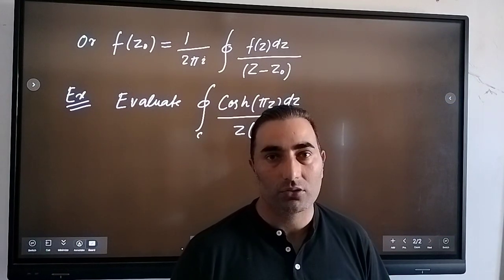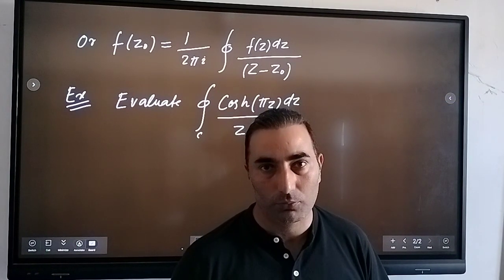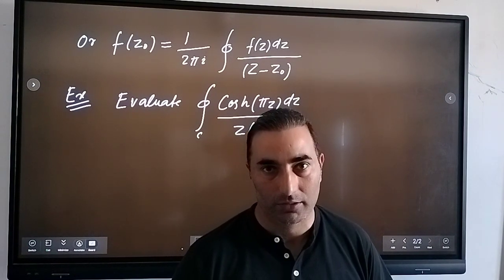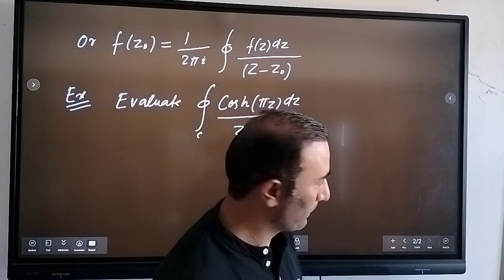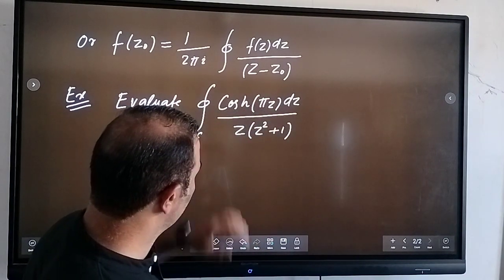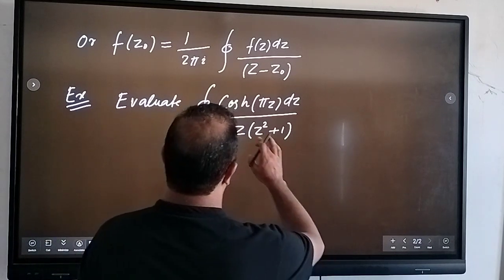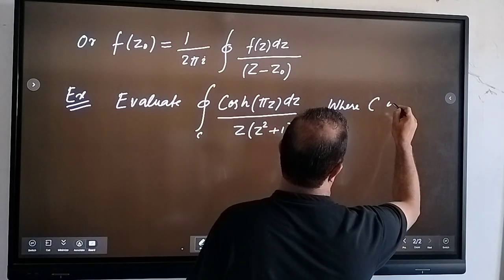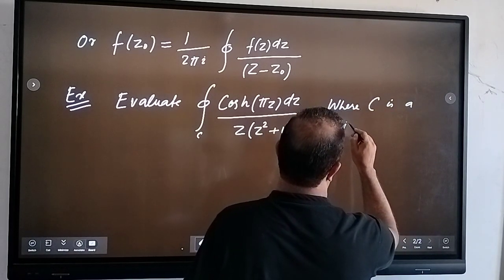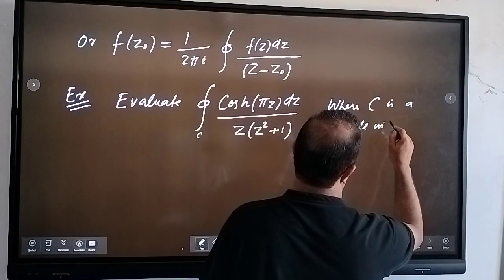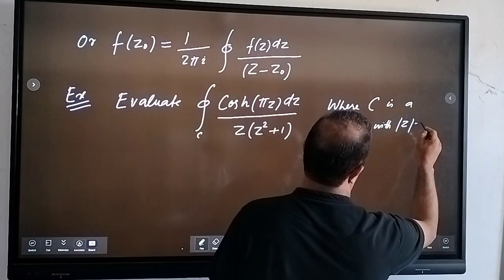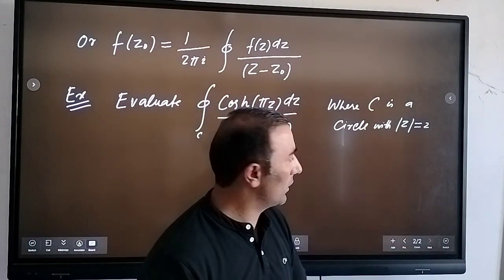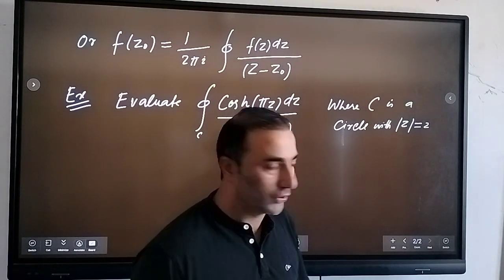So let us use this Cauchy integral formula for some problems. We evaluate some of the integrals with the help of this formula. First, if you want to evaluate this integral, we have this closed integral where C is a circle, that closed path. This is a circle with mod of z equal to 2.